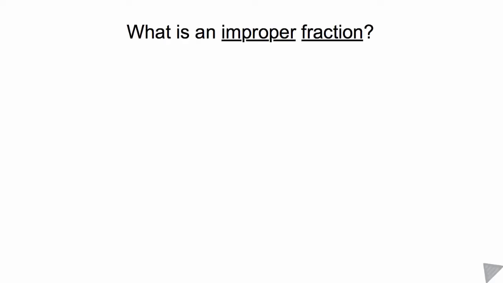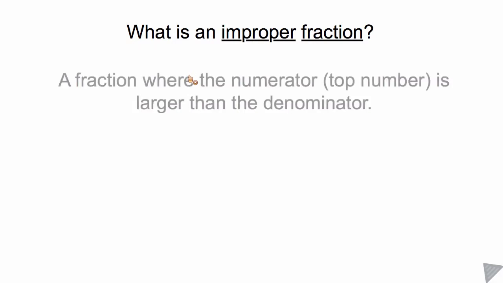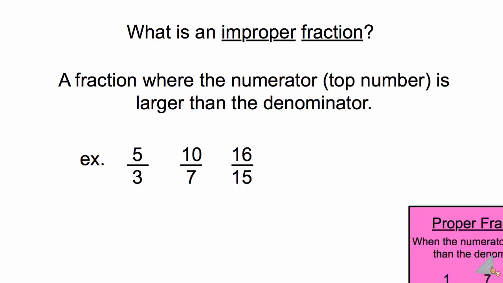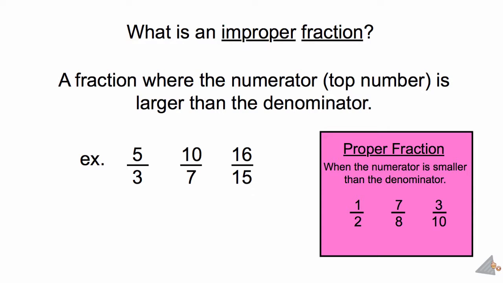Okay, so what exactly is an improper fraction? An improper fraction is a fraction where the numerator, or the top number, is larger than the denominator. Some examples would be 5/3, so 5 is bigger than 3, 10/7, and 16/15. And just so we're sure, a proper fraction is when the numerator is smaller than the denominator. So 1/2, 7/8, and 3/10. These are the fractions we're most used to working with, but often we do get improper fractions when we're adding.